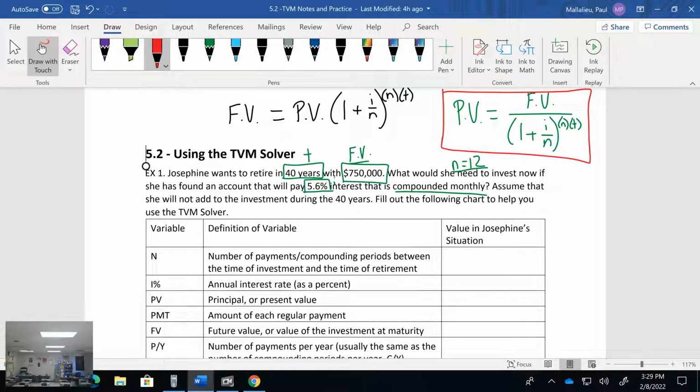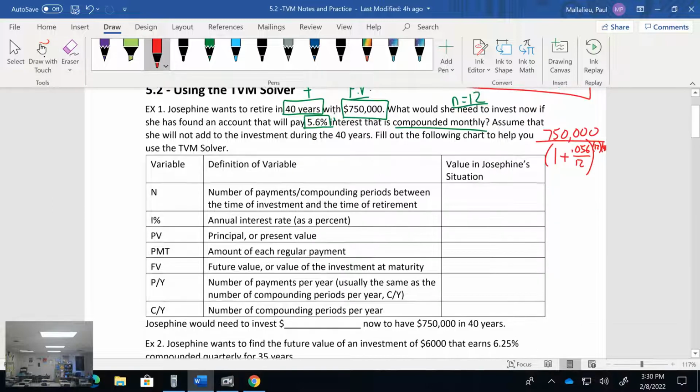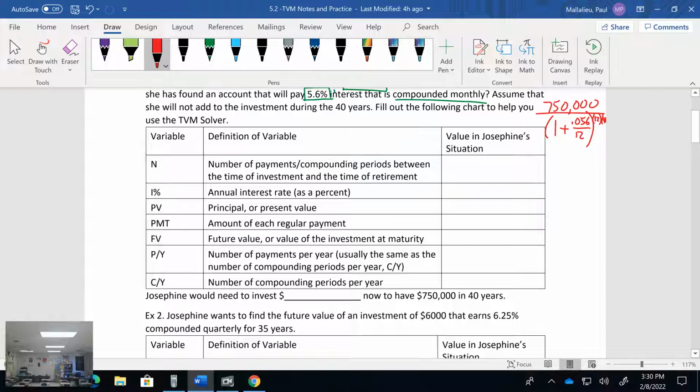So we are going to start just substituting in. We know that she would like to have $750,000 at the end of a 40-year span. So the interest is 0.056. And the number of times is 12, 12, and 40. Sorry, it's kind of going off the screen there. All right, so that is our equation that we would put in the calculator. We would just simply put all of that in, hit your fraction, and put it in.